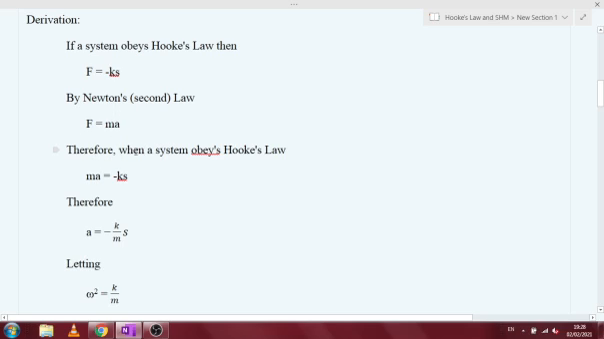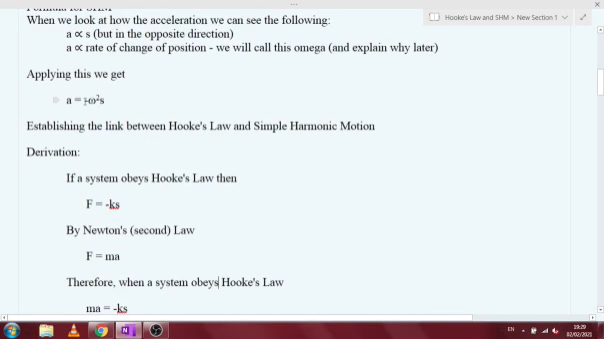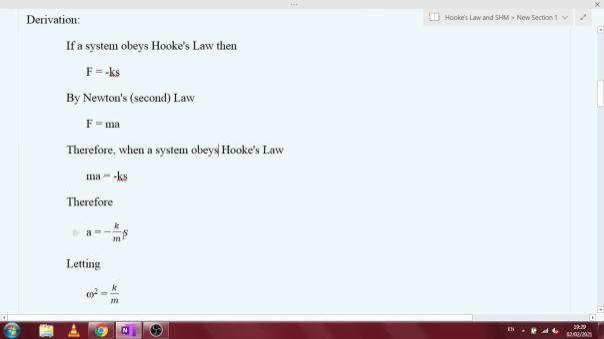So when a system obeys Hooke's law, we have F equals this, F equals that, so we can let them equal each other. So ma is equal to minus ks. When we do a bit of algebra, we divide across by m, and we can write it like this. Remember, we're trying to show this relationship here. We're trying to show that a is equal to minus omega squared s. So we're setting this up to keep the s by itself, and we're going to replace this thing here.